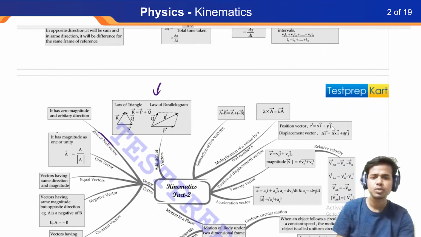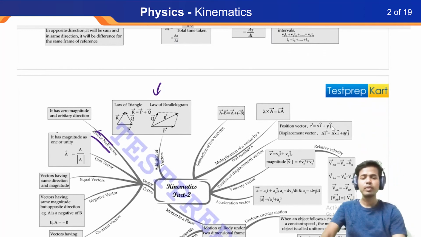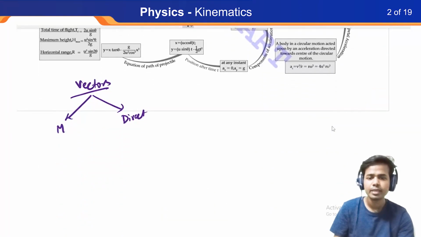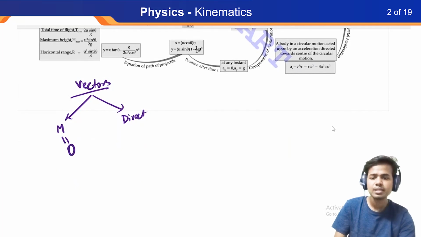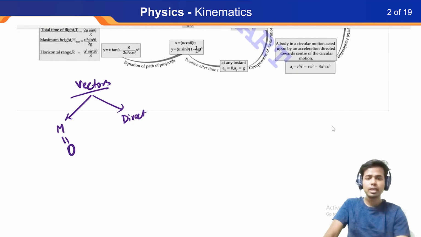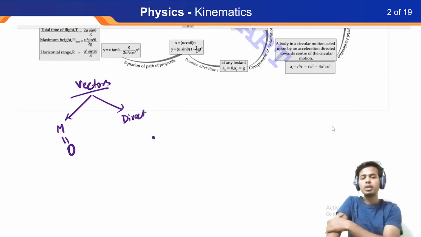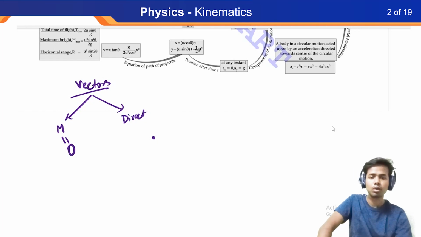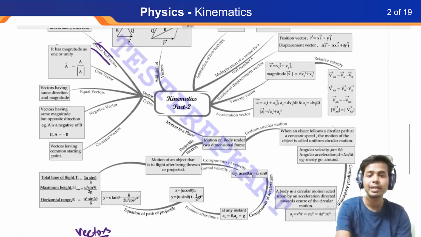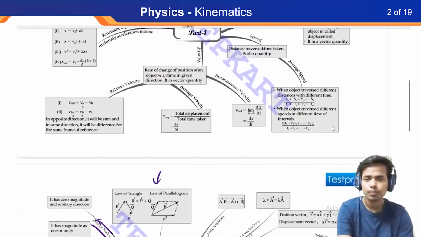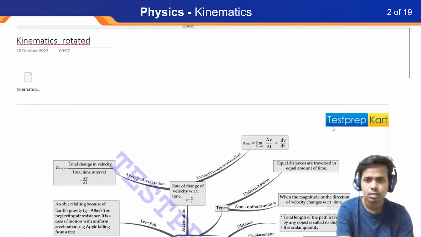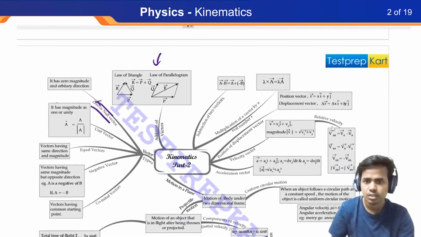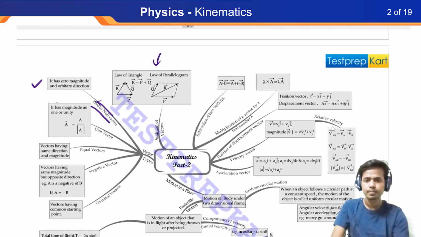There are different types of vectors which we can define, such as a zero vector. What is a zero vector? As I told you, magnitude and direction. If the magnitude of a vector is zero, does the direction have any significance? No, of course not. Nobody even cares in which direction it is pointing. Actually, it is meaningless in which direction it is pointing. So that type of vector is called a zero vector. So this part is okay.